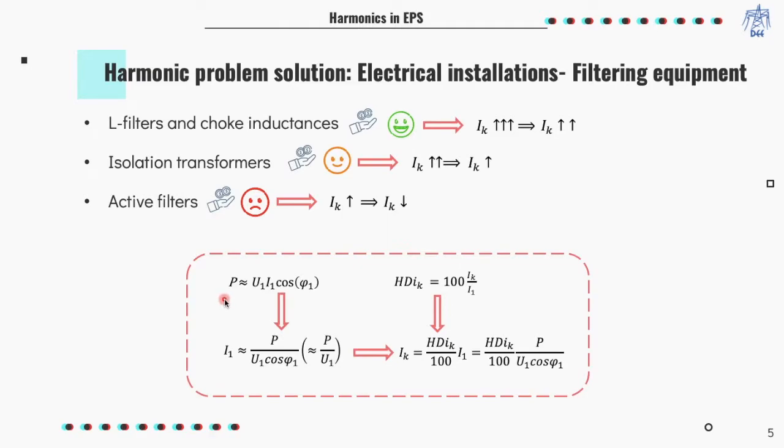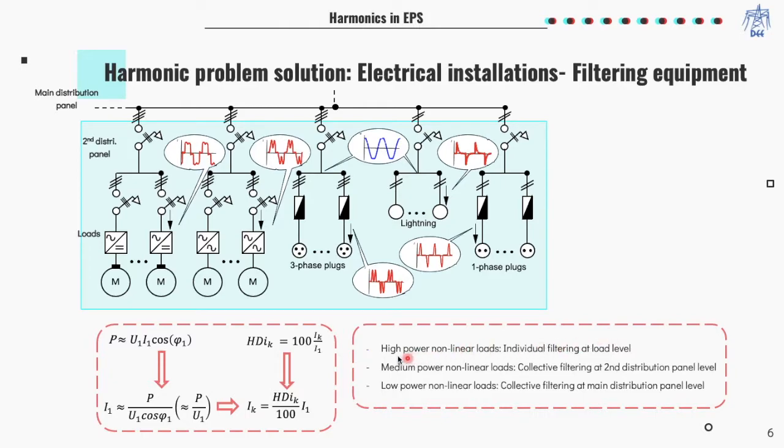It is important to recall the most influential parameters on the harmonic currents consumed by the nonlinear loads. These are the consumed active power and the harmonic spectrum of these nonlinear loads. Therefore, the value of both parameters must allow to decide which is the best filtering equipment to be used. In general, we use individual filtering at low level for high power nonlinear loads. Collective filtering at secondary distribution panel level is used for medium power nonlinear loads. For aggregations of low power nonlinear loads, collective filtering at main distribution panel level is used.